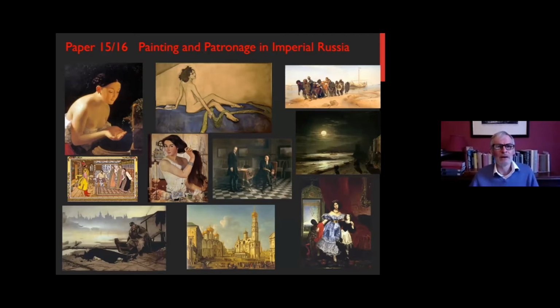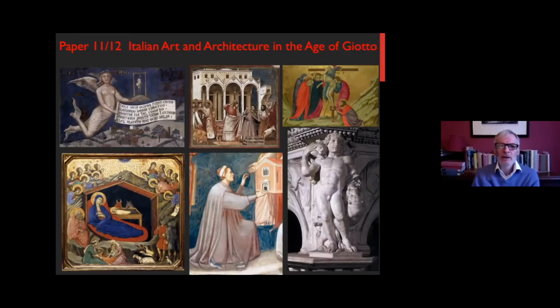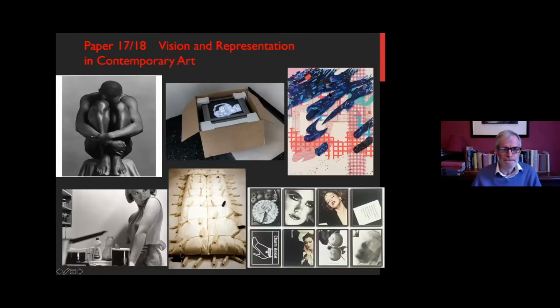English. Going back in time a little bit, my colleague Dr. Cooper teaches Italian art and architecture in the age of Giotto. So you see some of the images of things that you would be considering in that course with fresco painting and little sculptures and tempera paintings here. Papers 17, 18 are Vision and Representation in Contemporary Art. This is Dr. Amy Tobin, a colleague who has a part-time teaching job with us and a part-time job at Kettle's Yard, which I shall mention in a moment or two's time.